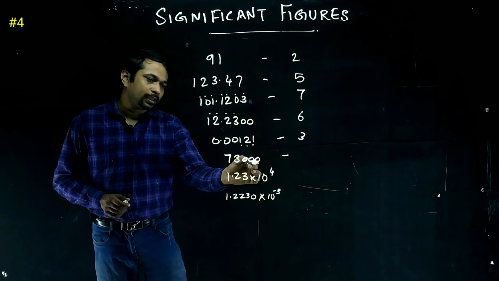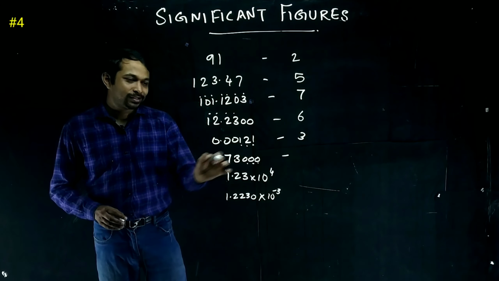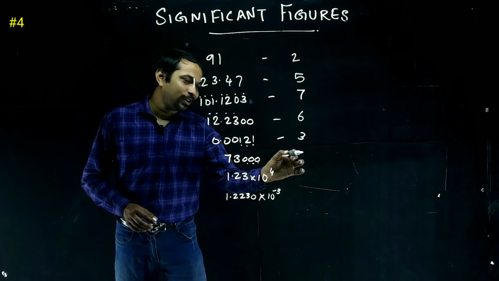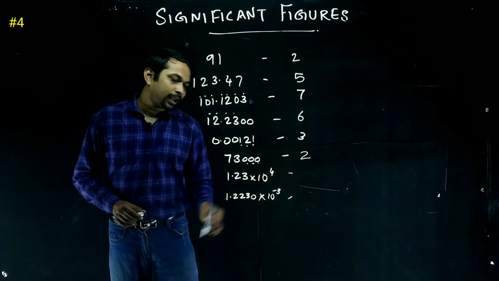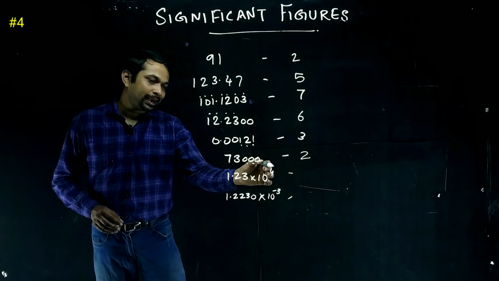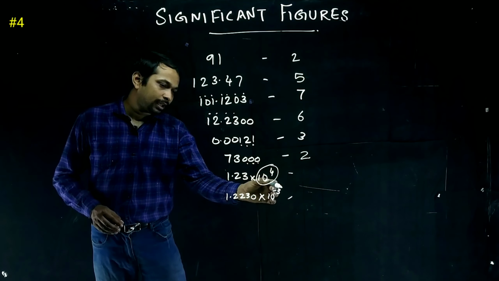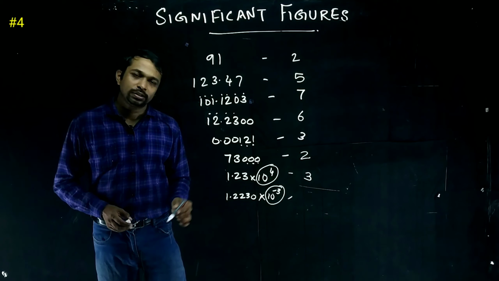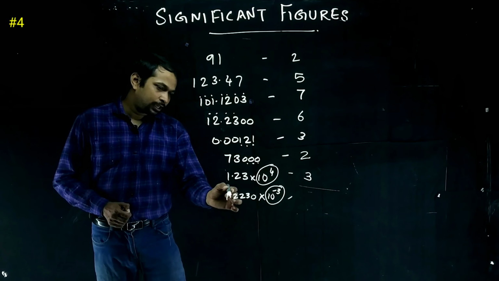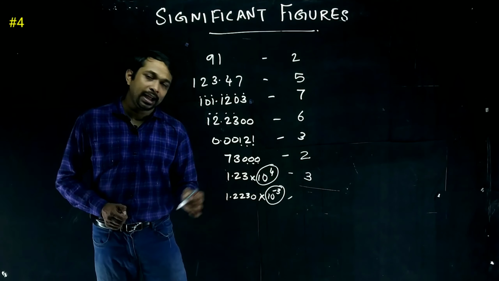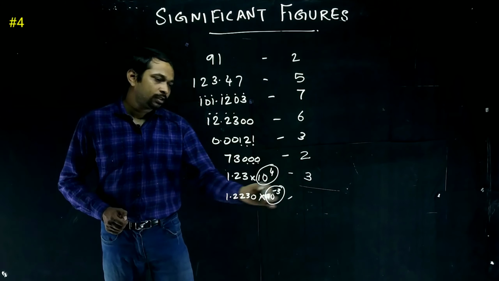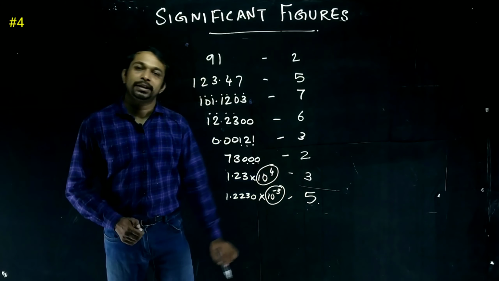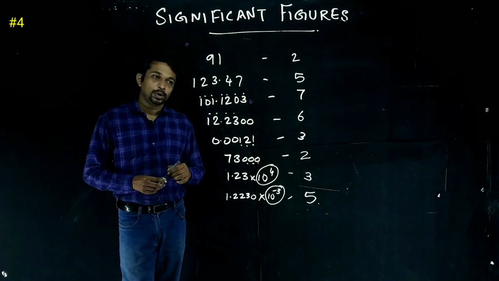What about this one? 73,000. These 3 zeros here also are just holding their places, so only 2. And what about these 2? You can neglect this one and this one. Here 3 non-zero numbers, so 3 significant figures. Here 1, 2, 3, 4 and last trailing 0, by which there are 5 significant figures. Okay.